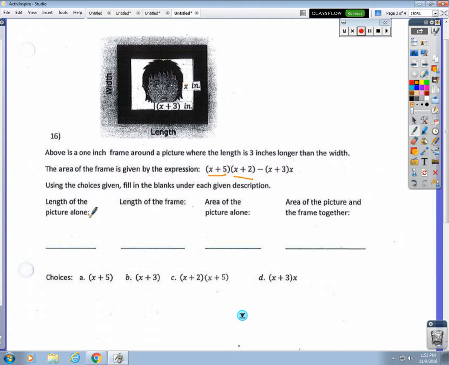What is the length of the picture alone? Look, here's just the picture. The picture is just the white part, and its length is x plus 3, which is B. What is the length of the frame? Well, think about it. If this is x plus 3, doesn't the frame have to be longer than that? x plus 5, so B. A. Okay, and then the area of just the picture, just the white space, how would you calculate the area of it? Correct. x plus 3 times x, which is D. And the area of the picture and the frame together, so the whole area of this whole rectangle. Right.